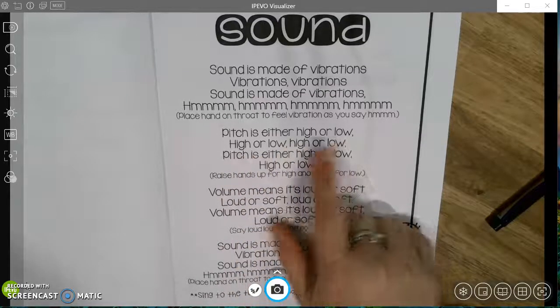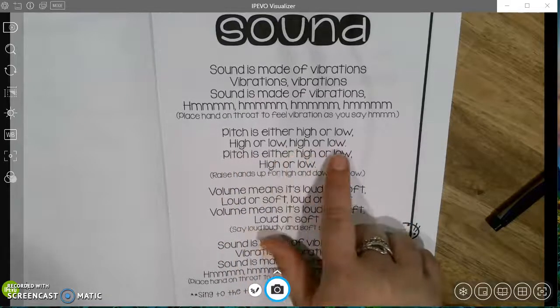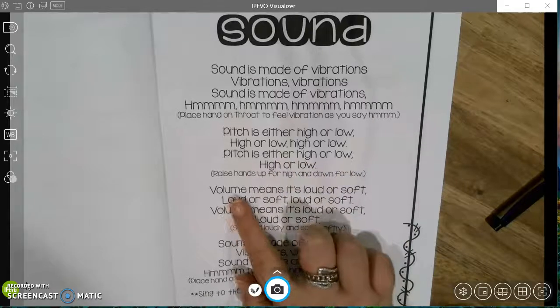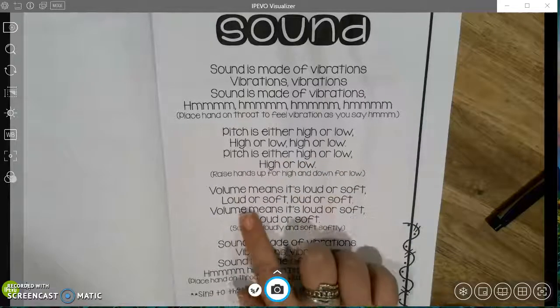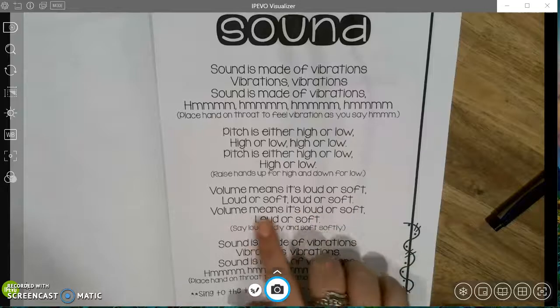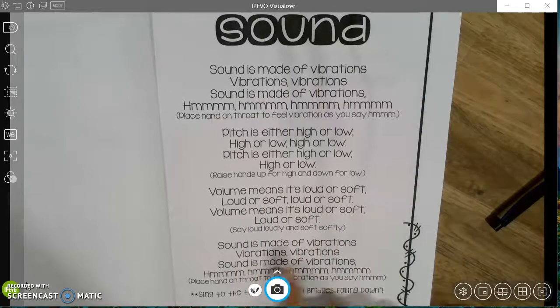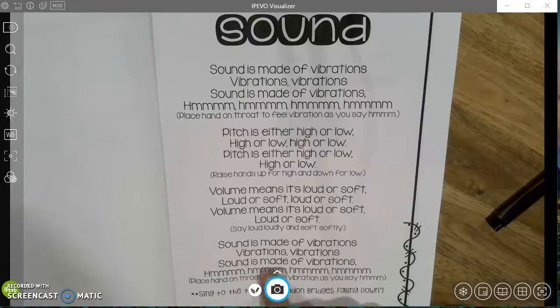Pitch is either higher, low, higher, low. Volume means it's louder, soft, louder, soft. Sound is made of vibrations, vibrations, vibrations. Sound is made of vibrations.